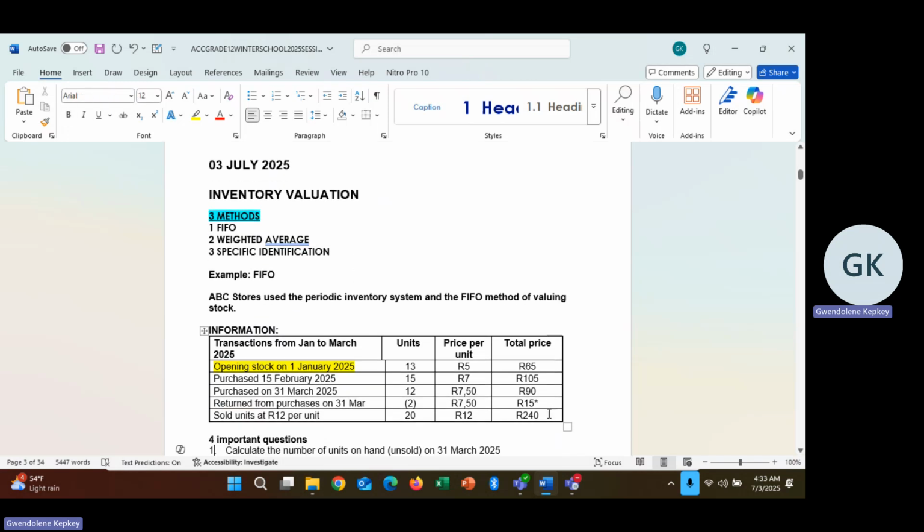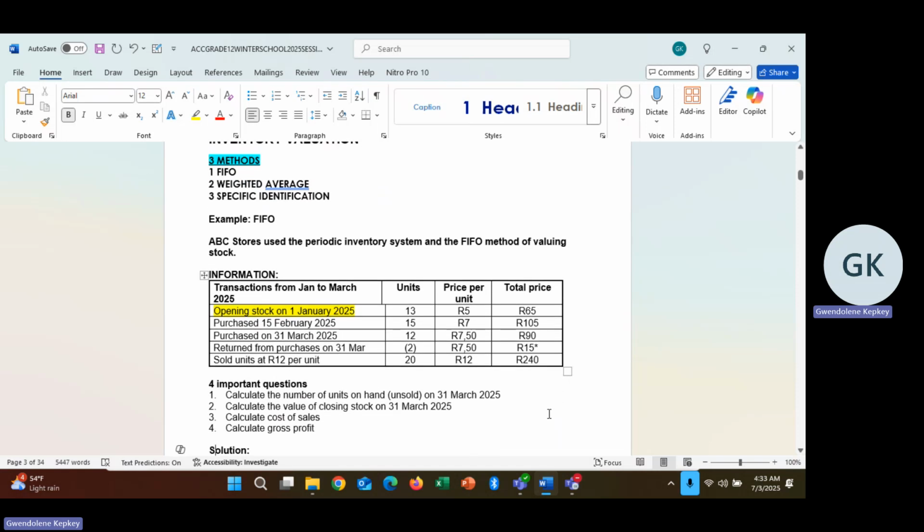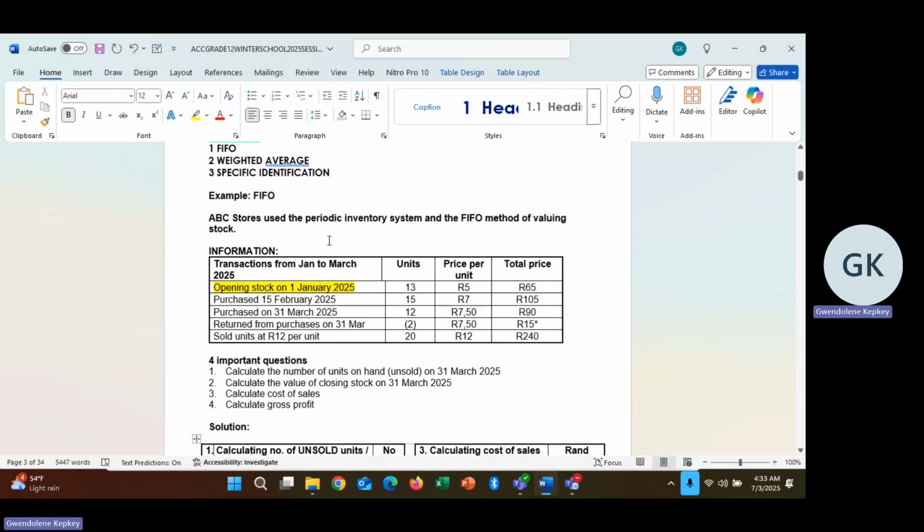So let's move on and look at an example where we will apply the FIFO method, the first in, first out method. What's important, grade 12s, when we do valuation, the first thing we look at is how many items we have left at the end of the year. But specifically in this example, they don't give you the items that you have left. You actually have to calculate the number of items on hand, unsold, that you have left at the end of 31st March 2025. So let's look at our information that we have available.